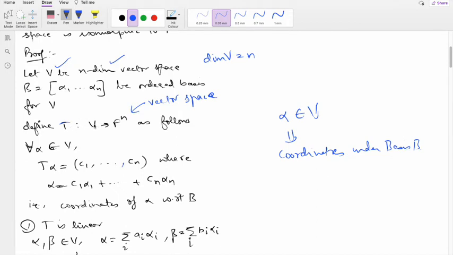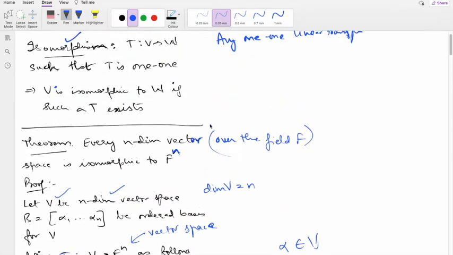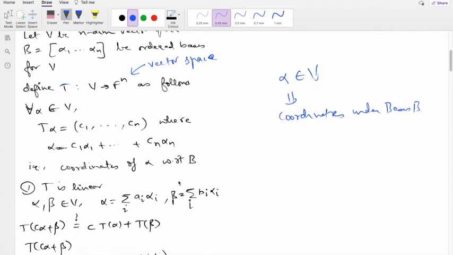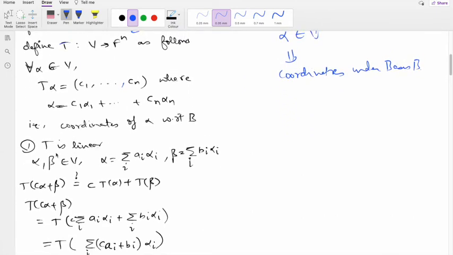So I need to prove two things. One is that T has to be a linear transformation, and the second is that it also has to be a 1-1 transformation. We'll prove it is linear in this way. As usual, take two elements alpha and beta in the vector space V. I can write alpha and beta as linear combinations of the vectors in the basis B, as sigma i ai alpha i, where ai are the coordinates of alpha in terms of the basis B, and bi are the coordinates of the vector beta in the same basis B.